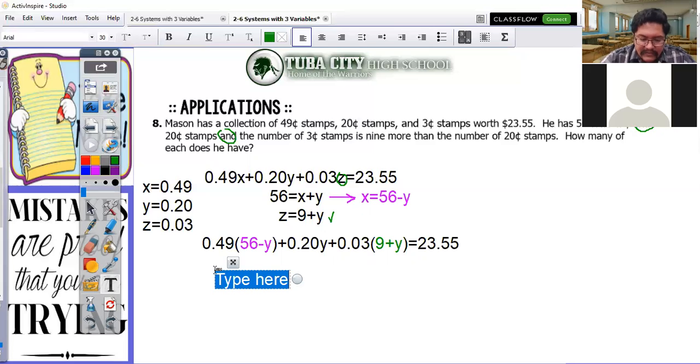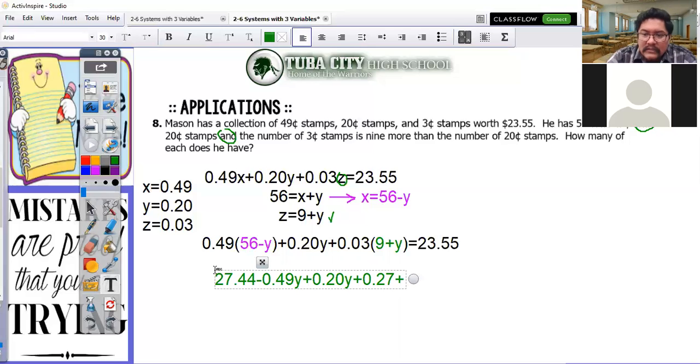All right, but I'm going to need a calculator in this case. So 0.49 times 56, and that's going to be 27.44 minus 0.49y plus 0.02y plus, and then here I'm going to have to multiply using distributive property. So 9 times 0.03, and that'd be 0.27 plus 0.03y, and this all should come out to 23.55.